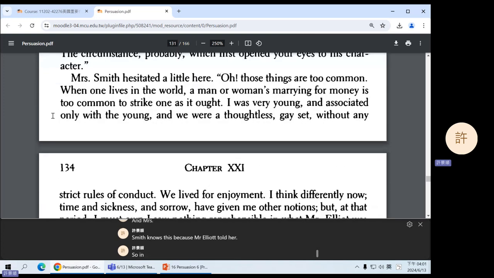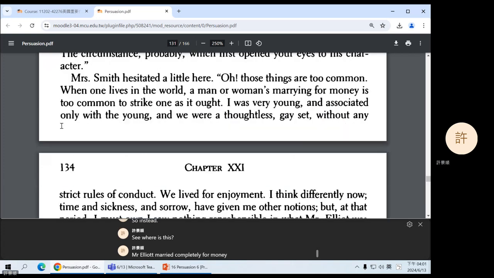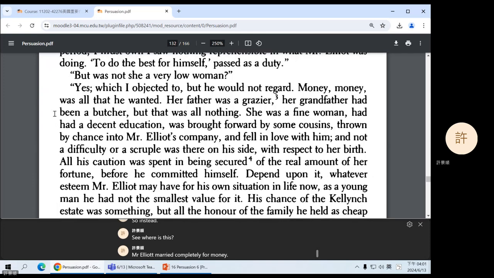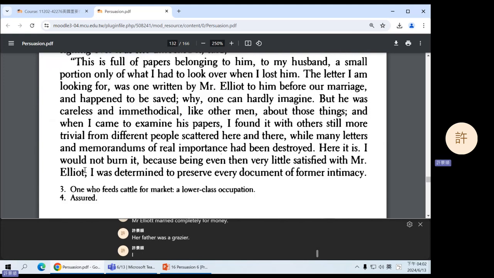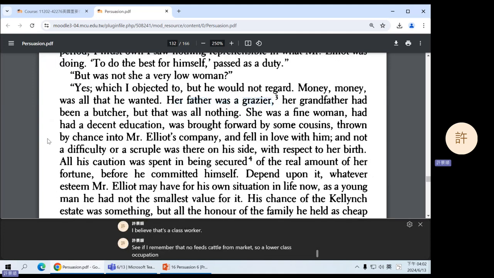So instead, Mr. Elliot married completely for money. Her father was a grazier. I believe that's a glass worker. Let's see if I remember that. No, feeds cattle for market. So a lower class occupation. Yeah, a glass worker is a glazier, not a grazier. Sorry.